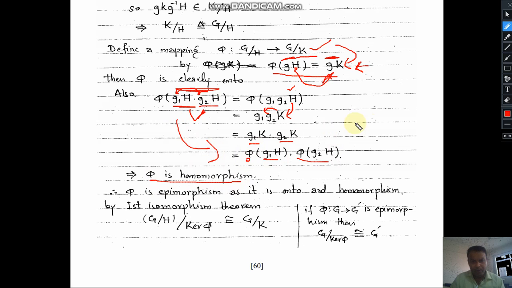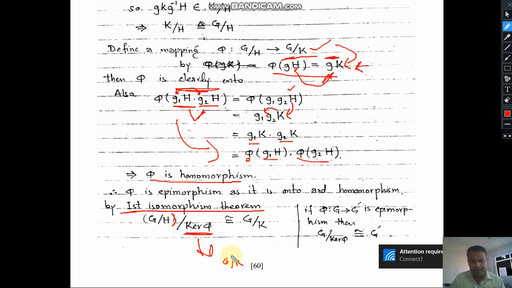Phi is homomorphism and phi is also onto, so we can say that this phi is epimorphism. Now we are going to write the statement of the first isomorphism theorem, and in the first isomorphism theorem the quotient group G upon H will be equivalent to G upon K over kernel of phi. Now to prove this theorem, we will show that this kernel of phi is equivalent to K upon H. So this is our last target, to show that this is equivalent to K upon H.